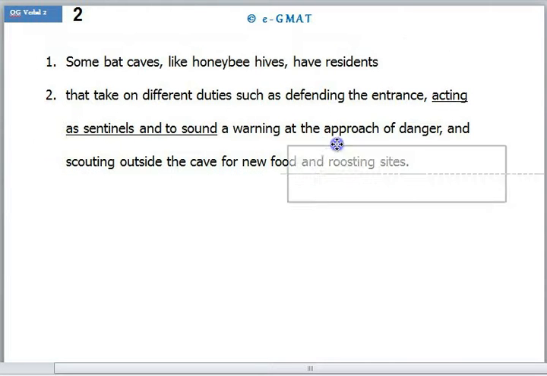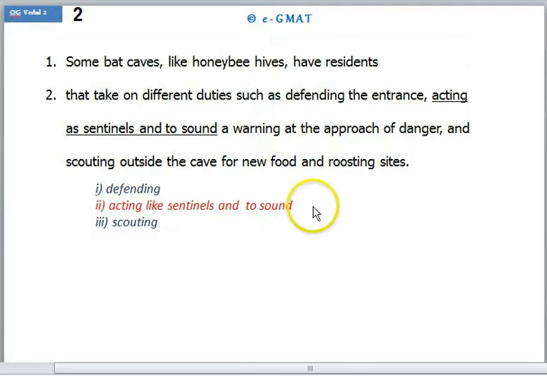Okay, so there is a list in this sentence that talks about the duties performed by the bat cave's residents. Now what we see here is that defending, acting and scouting are parallel to each other. What we also notice here is that element 2 has two elements in it. That means here we have a list inside a list. In this list, to sound is not parallel to acting. So in order to make this list parallel, we must turn to sound into sounding. Then both our lists will be parallel.